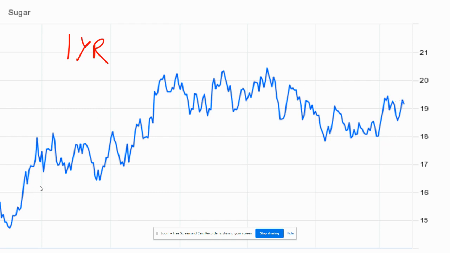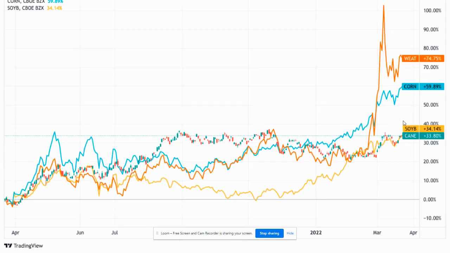Here's a look over the last year. This is 1 year's worth of sugar quoted in cents per pound, the futures front month rolling forwards. What does that mean in context with all the other soft commodities? Here we've got wheat, corn, soybeans, and sugar, represented by the rolling ETF that TEUCRM put out. I spoke about this last year when I did the grain trade video.